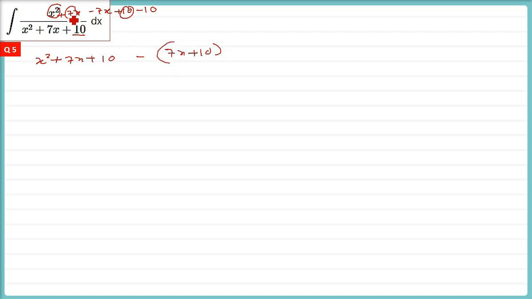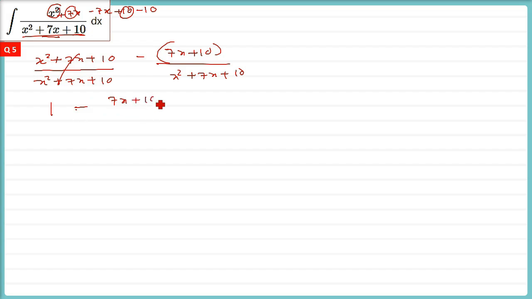This is the numerator. What is the denominator? It's x square plus 7x plus 10. So I have added 7x, subtracted 7x, added 10, subtracted 10, and then we have got something which is actually matching the denominator. So the denominator has to be put down below both the terms. So x square plus 7x plus 10, x square plus 7x plus 10 here. Now the first term is 1 because it gets cancelled out. 7x plus 10 divided by x square plus 7x plus 10.